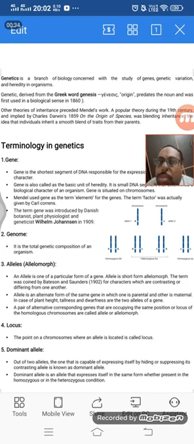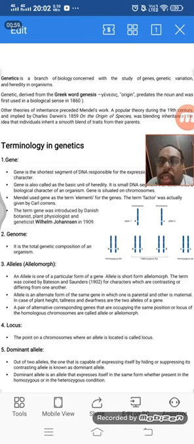The 5th and 6th units are 100% genetics, and the 7th unit is evolution. We are going to study the theory of evolution, different types of evolution, those things. So this chapter is very important. If we understand this chapter, the upcoming chapter, that is biotechnology, will be very easy to understand.